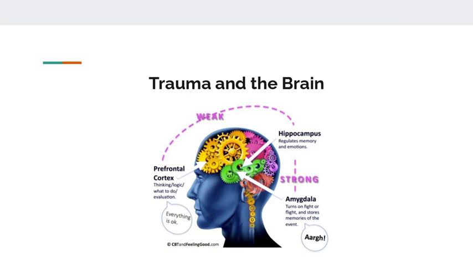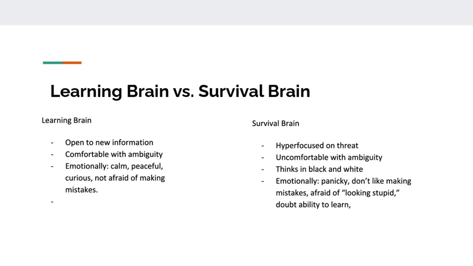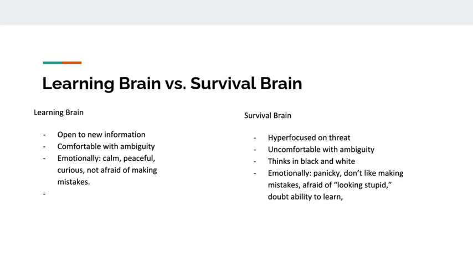I'm going to go right along and talk about the learning brain versus the survival brain, a little bit about what we just spoke about with the amygdala and what it does to the brain. The survival brain becomes hyper-focused on threat. While the learning brain might be open to new information, open to ambiguity, the survival brain is uncomfortable with ambiguity. It doesn't like uncertainty or the unknown.